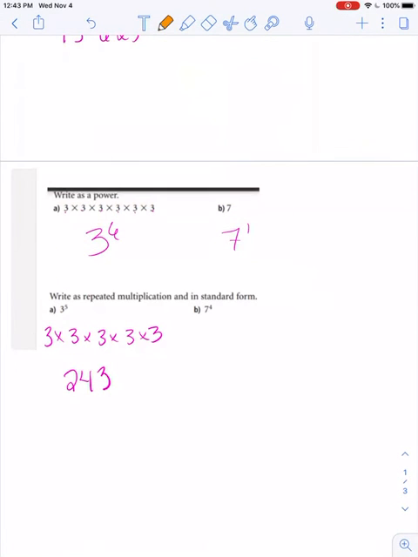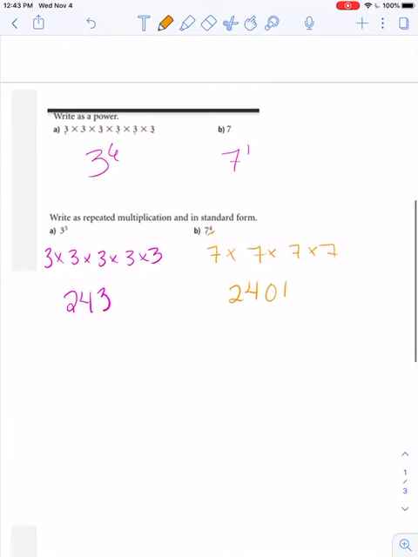7 to the power of 4 means the base is 7, so we write it 4 times because that's our exponent. And in our calculator, we would write 7 to the power of 4, and the answer would be 2,401.